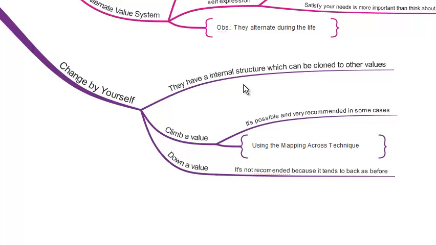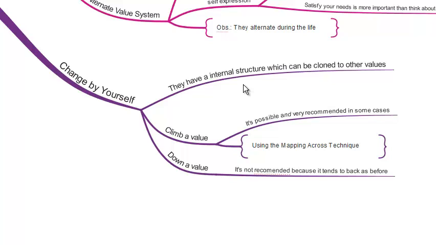The name of that technique in NLP is mapping across. It's very cool to do, and normally you do that exercise each day for a week. It normally takes a maximum of 20 minutes per day, and it's highly recommended when you want to align your values to your goals.